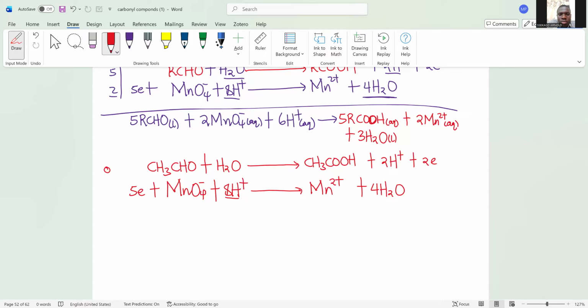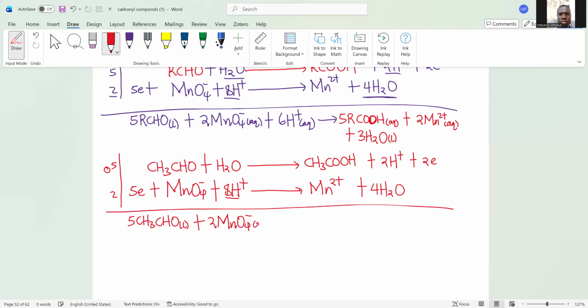So I add the 2 equations and ensure that electrons are cancelling out. So to ensure that electrons cancel out, I multiply 5 up and 2 down. So what will I have? I'll have the 5 multiplies up, I have 5 CH3CHO. Then also, if 2 multiplies down, plus 2 MnO4. Plus, now 5 multiplies up, so I have 5H2O.